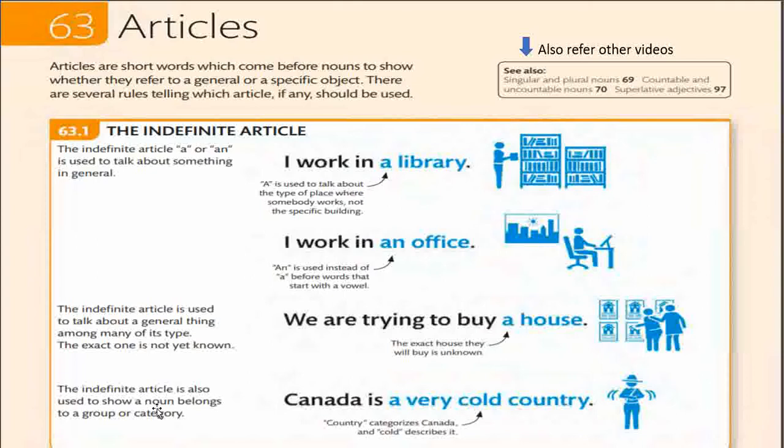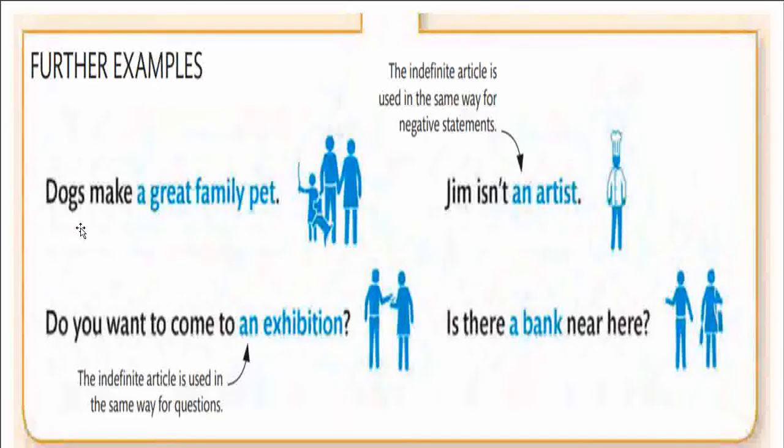That means right now it is not determined which house you're going to buy. The indefinite article is also used to show a noun that belongs to a group or a class or a category. Canada is a very cold country. A very cold country means the group of countries, or the kind of countries, which are extremely cold. Countries categorize Canada as cold, describing it. Now let us see certain examples based on the indefinite articles. Dogs make a great family pet. Now it's a class of animals, so that is how a is used. Do you want to come to an exhibition? A vowel sound, so an is used.